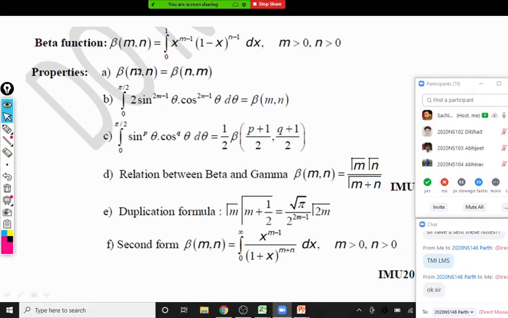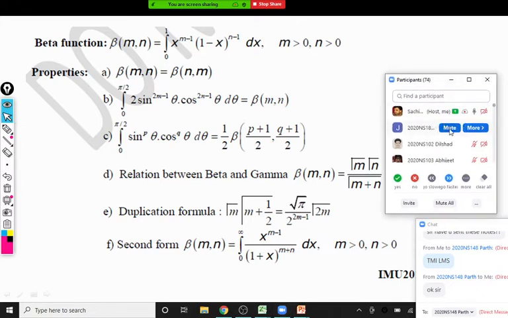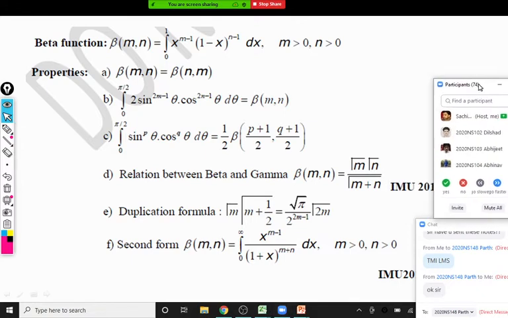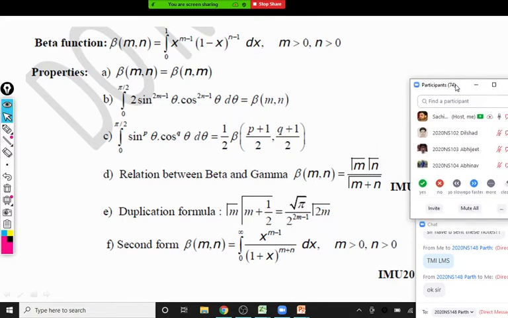Today we are going to see the beta function and the proof of the properties of a beta function. All these proofs are not possible to complete in today's session, so we are going to complete a few of the properties here, and one or two properties, whatever we left, like the duplication formula and the second form of a beta function. These two proofs probably we'll see in the next session.